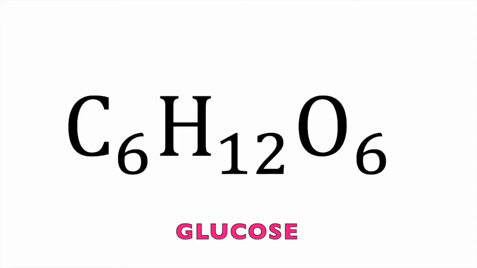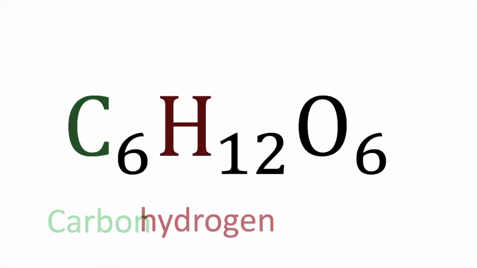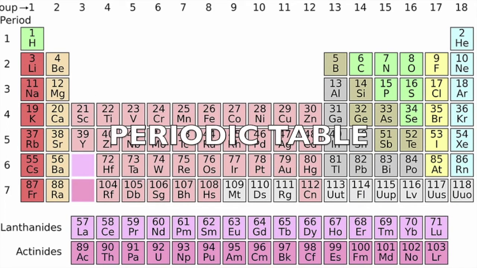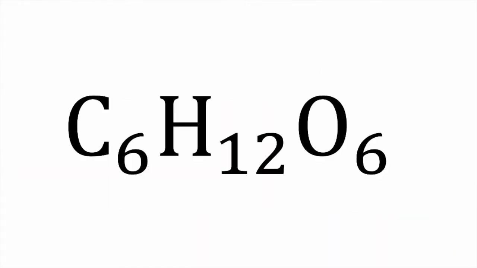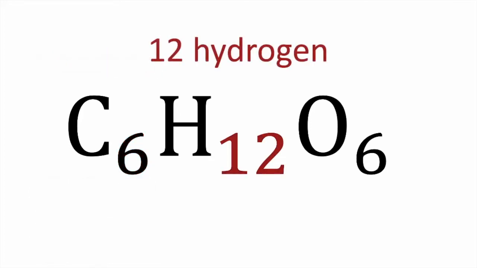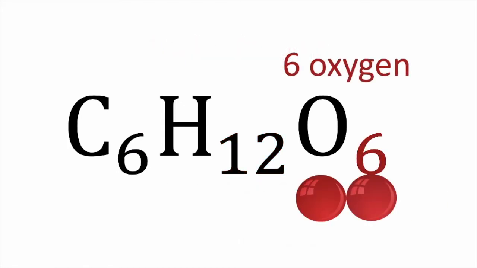Consider the molecule glucose, C6H12O6. It has atoms from 3 different elements in it, so it is also a compound. The C stands for carbon, the H stands for hydrogen, and the O stands for oxygen, and these chemical symbols are in the periodic table. From the subscripts, we see that we have 6 carbon atoms, 12 hydrogen atoms, and 6 oxygen atoms in the molecule.